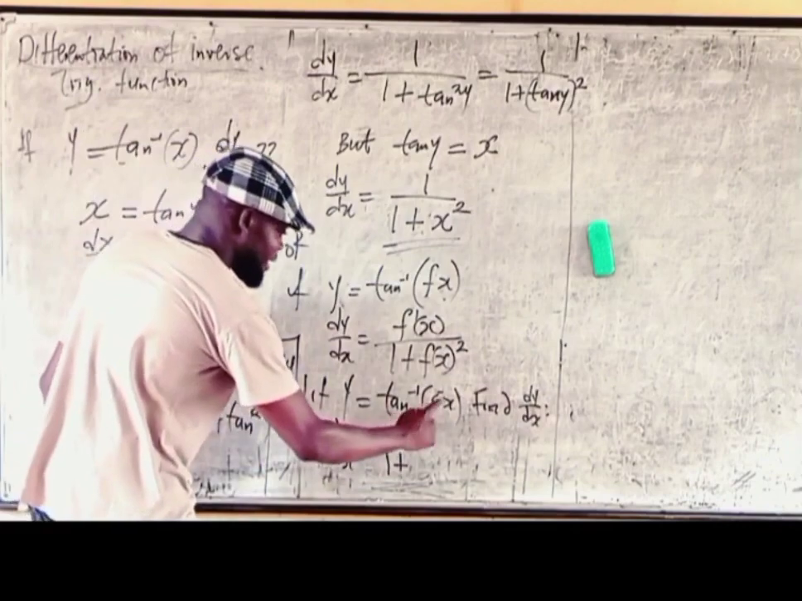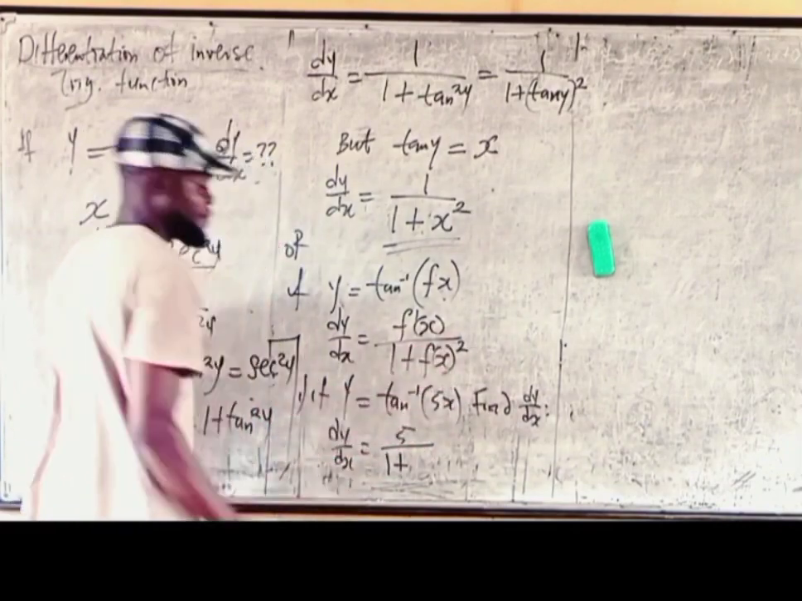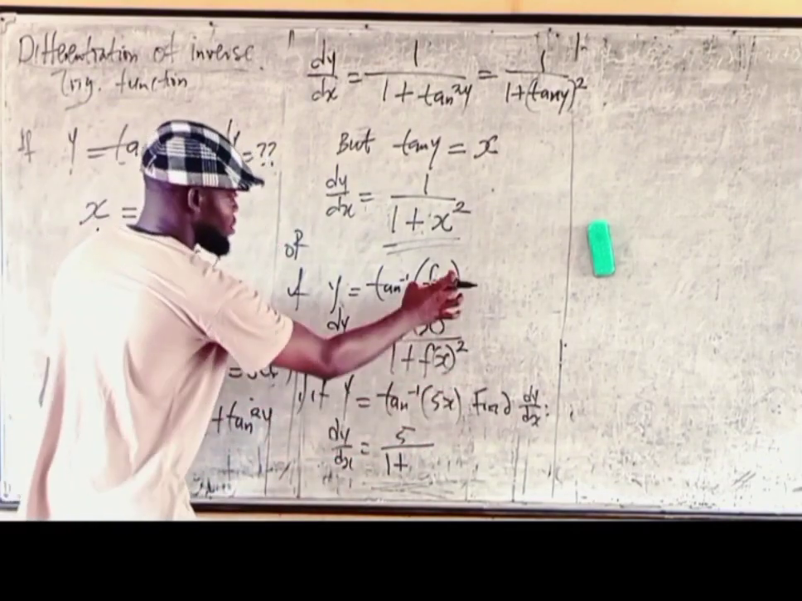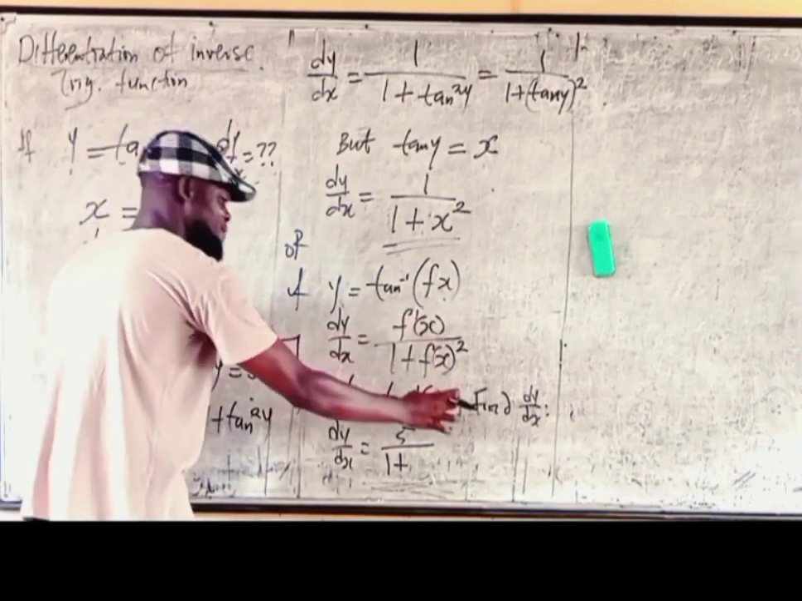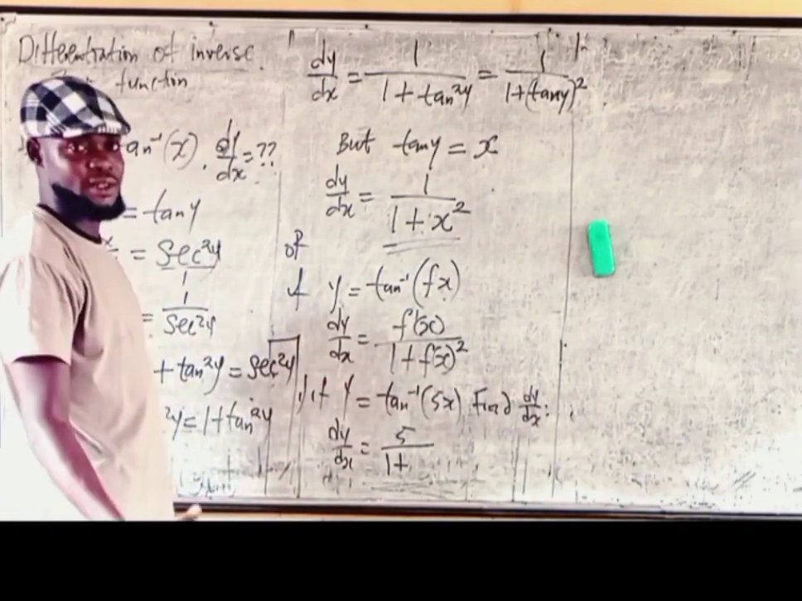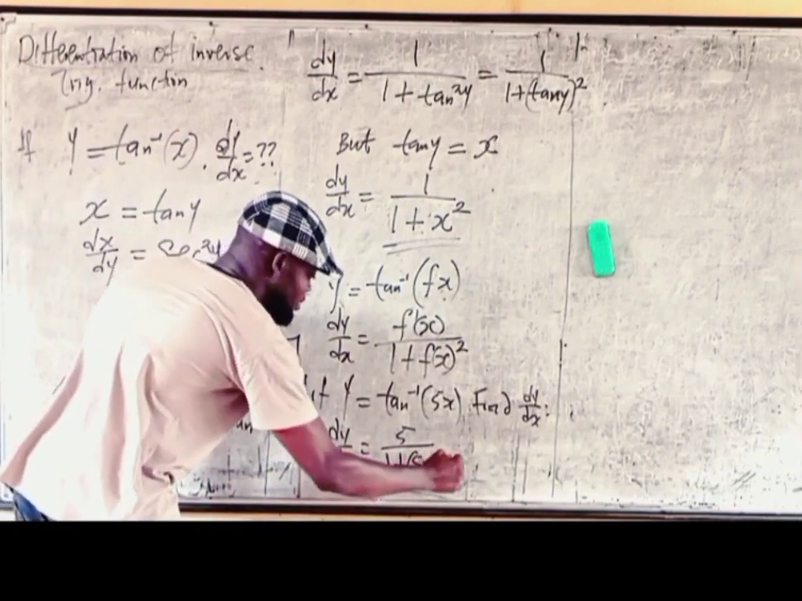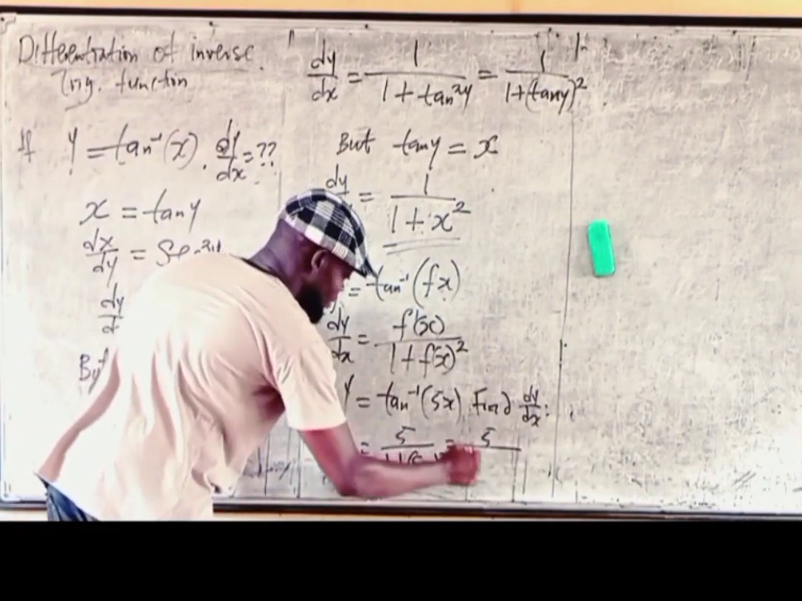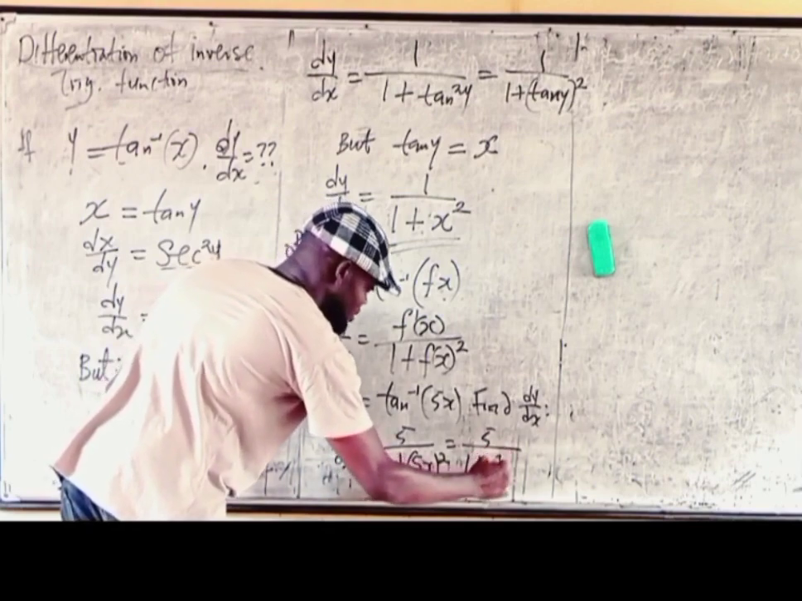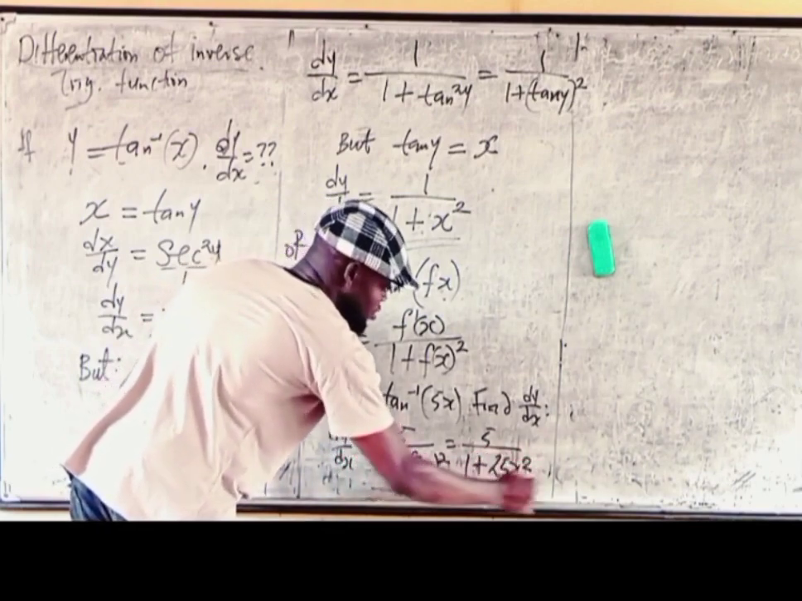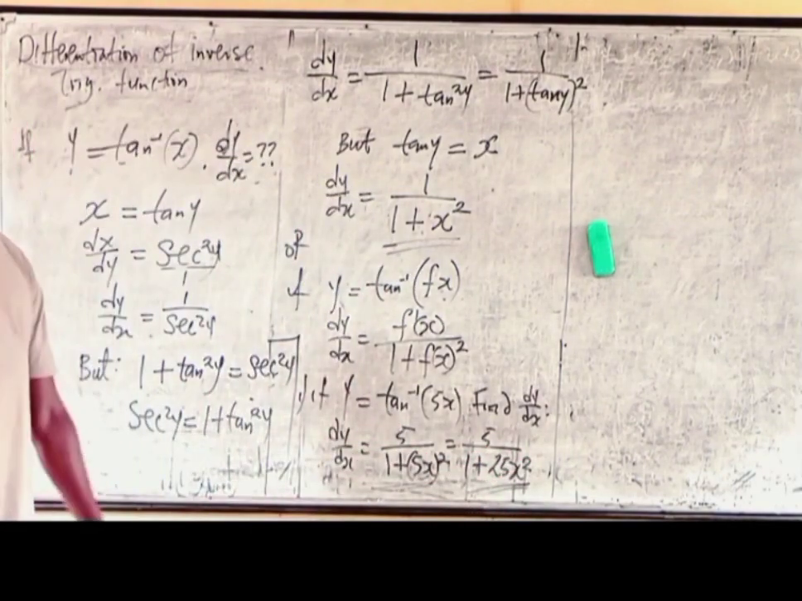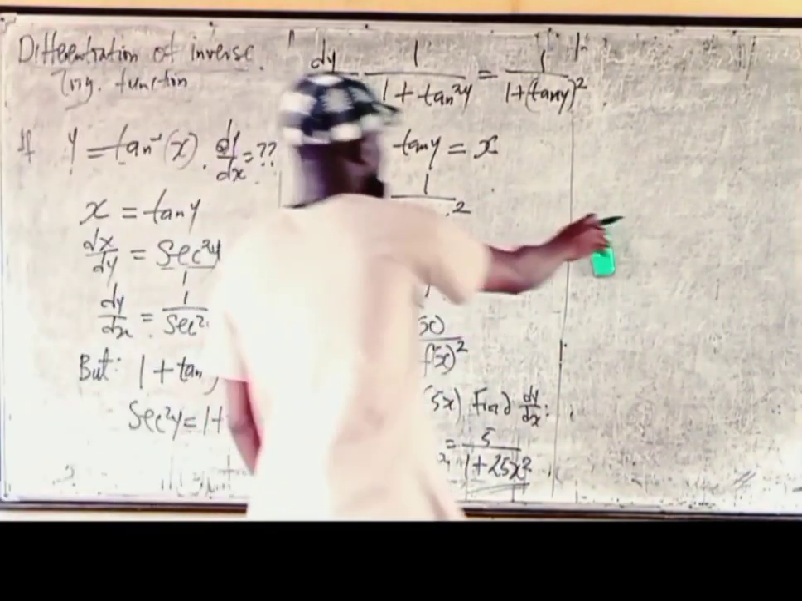So that will be f of x is 5x. Same thing, but f prime of x means differentiating f of x, which is differentiating 5x, you have 5. And 5x, you replace it back, and you square it. That will be 5 over 1 plus 25x squared. That's what we'll be having as your answer. Number 2.